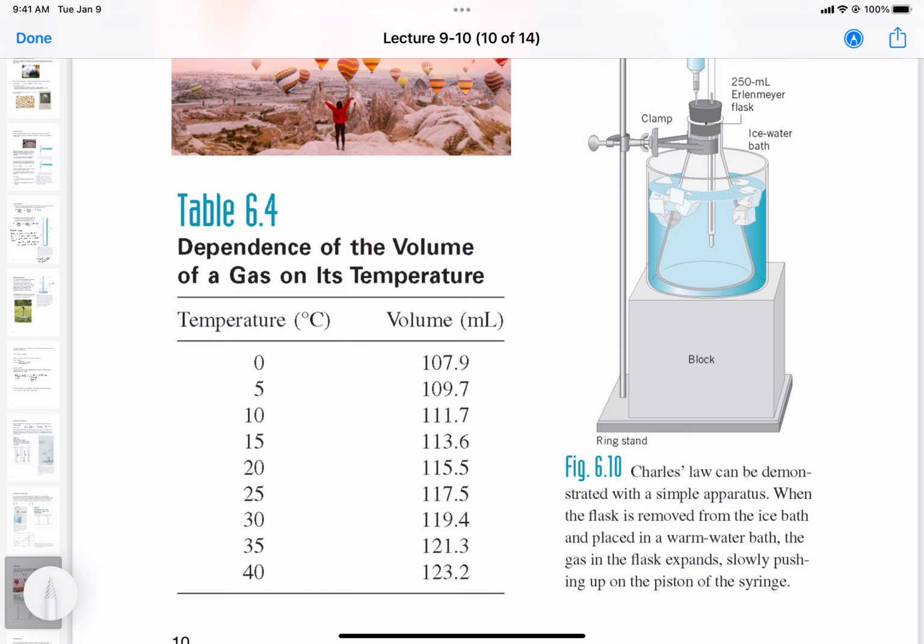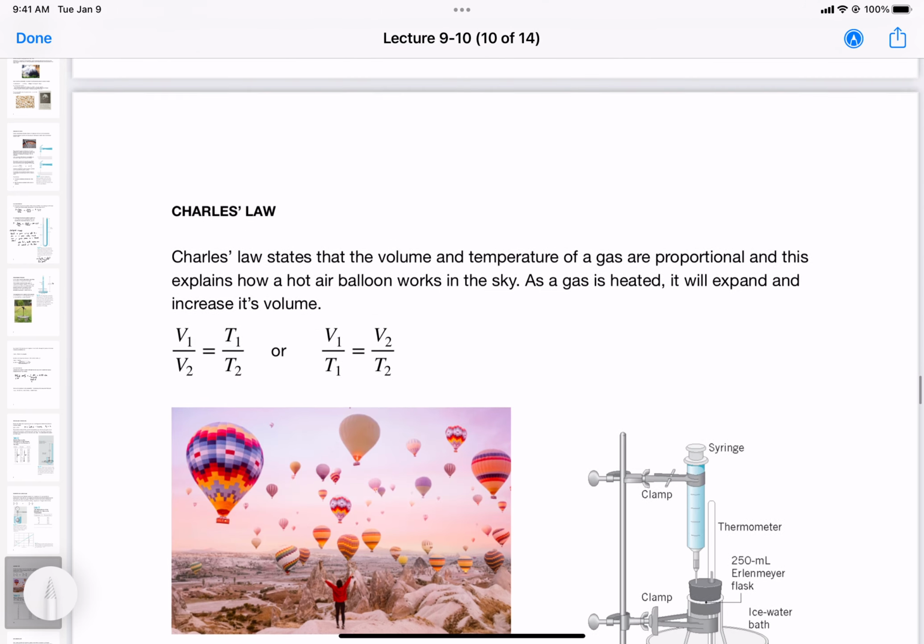the gas will expand from the flask and will slowly push up the position of the syringe, meaning it occupies some volume. So it's displacing the plunger out of the syringe, or the piston of the syringe, indicating that it's trying to occupy volume. That's how you would measure this relationship or record this information in the lab.